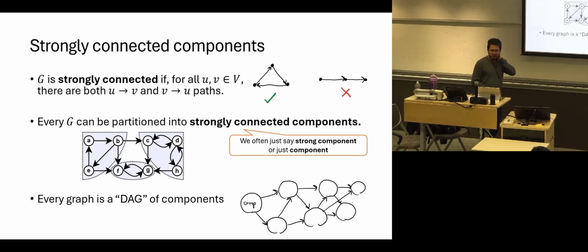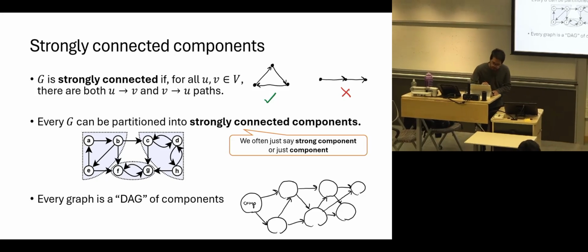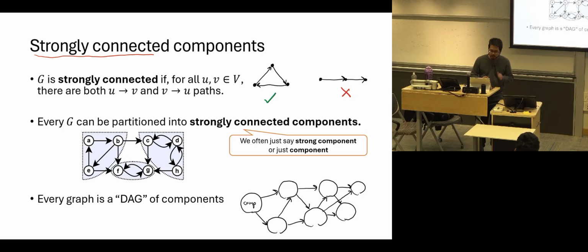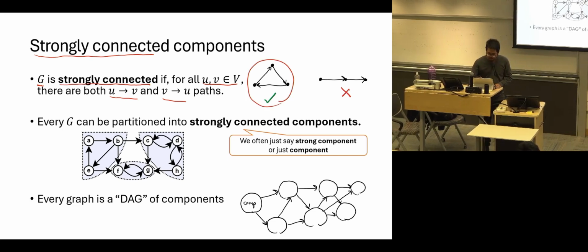Also there is the notion of strongly connected components or strongly connected graph. We say that the graph G is strongly connected if the following is true: for every pair of nodes, there are paths from both U to V and V to U. So for every pair, you can go and come back. For example, this is strongly connected, but this is not, because A here cannot come back to B.